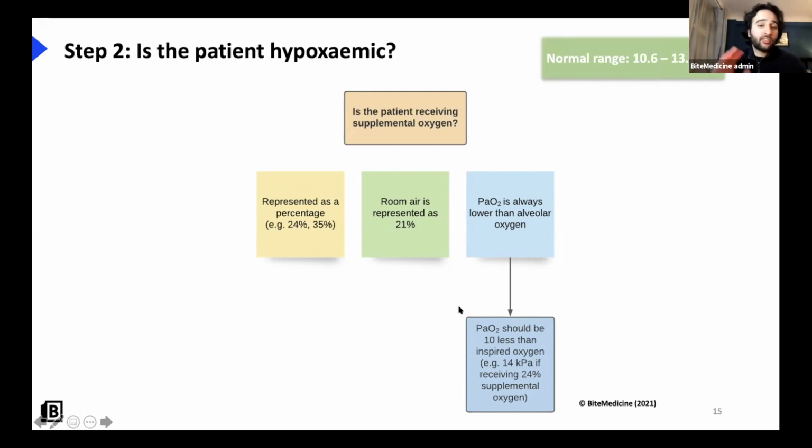Another brief point to mention is that ideally you want to do an arterial blood gas on room air, but that isn't always possible. If there's supplemental oxygen and it's safe to do so, try and take the patient off oxygen for half an hour before you do the blood gas. Obviously, that's not always possible, in which case, do it on supplemental oxygen, make a note on the form, and then assess whether they're hypoxemic, depending on how much oxygen they're receiving.